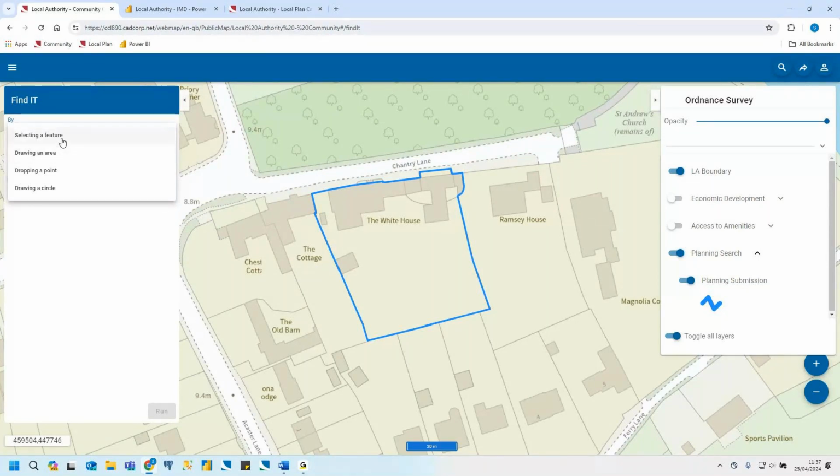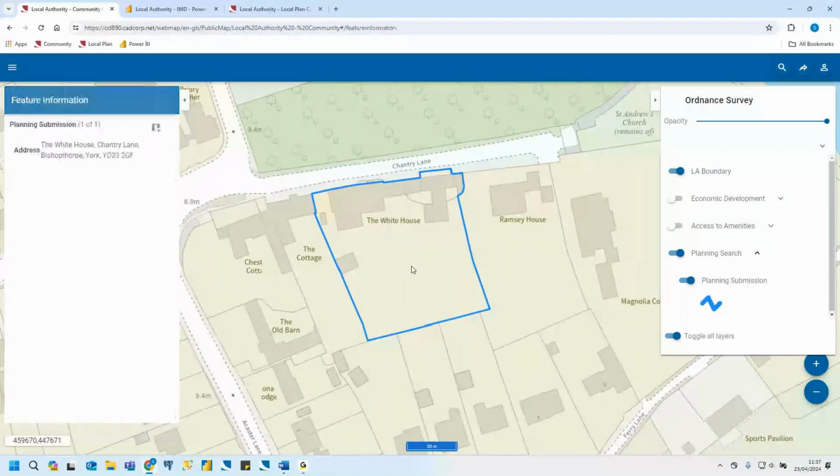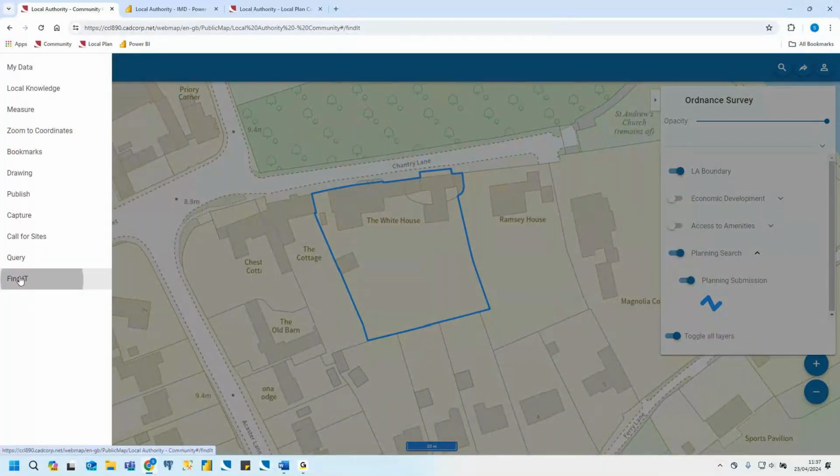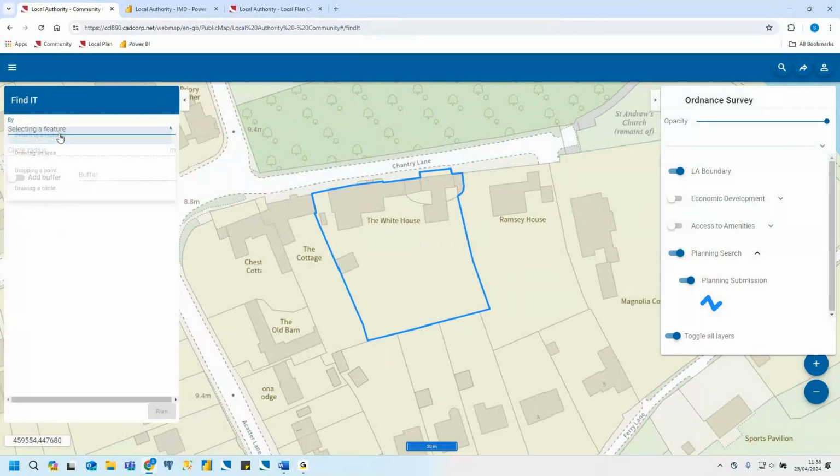But for today, we've already got a boundary captured, so I'm going to use the selecting a feature option, and then I'm going to click on the boundary on the map to select it. I've got a bit trigger happy there, so just bear with me a second. So we're going to select the feature and then click on the site there. So we can now see it's red and highlighted on the map.